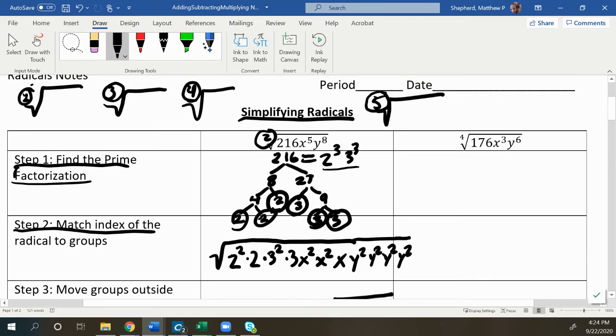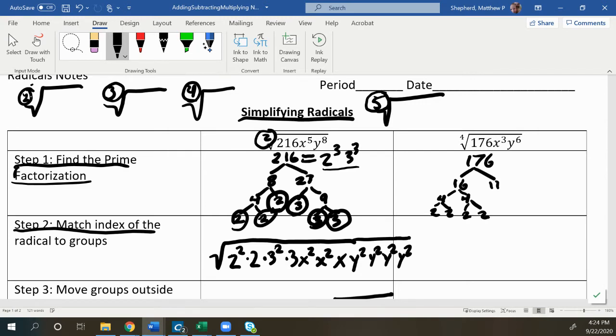Okay, we're going to repeat the process again. Now, this time with a 176, which can be separated out into 16 times 11. 16 can turn into a 4 times a 4, and each 4 gets separated out into 2 2's. So 176 is 2 to the power of 4 multiplied by 11.